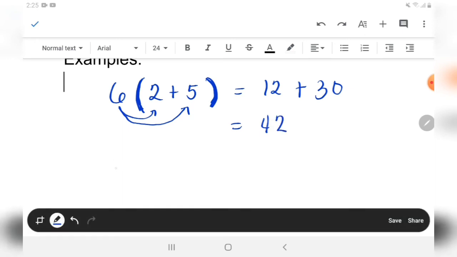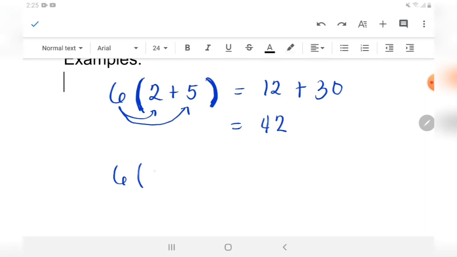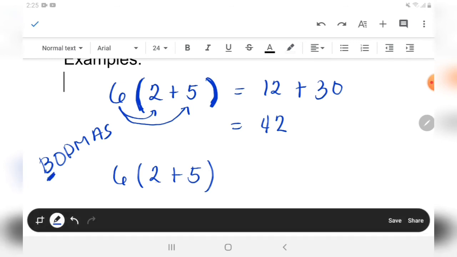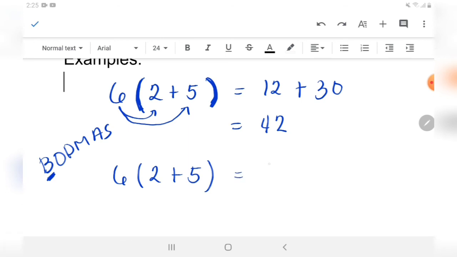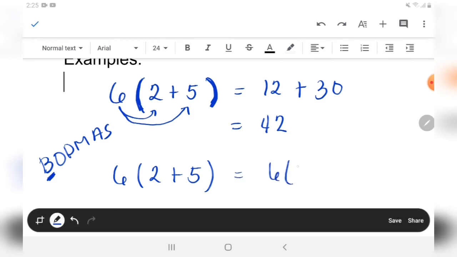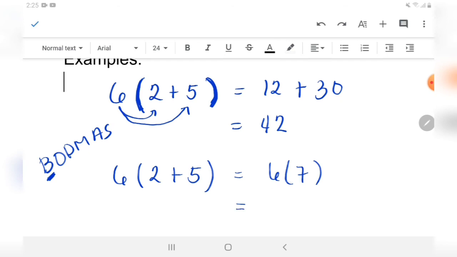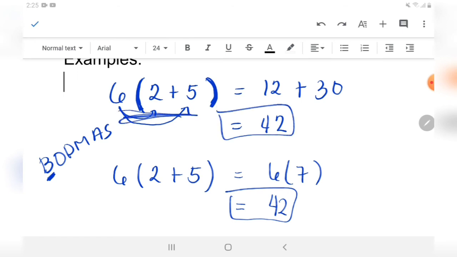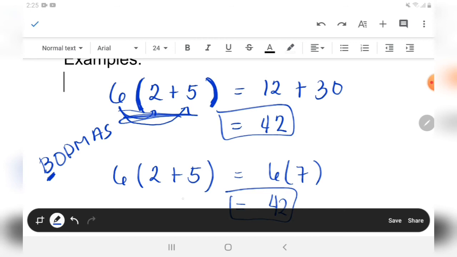Or we can simply say that if we are going to use the BODMAS, remember, BODMAS, okay, we first evaluate inside the bracket. So that is 2 plus 5, that is 7, and then 6 times 7 is 42. So they're still the same, but in here we use the distributive property. In here we use the BODMAS rule. Okay?